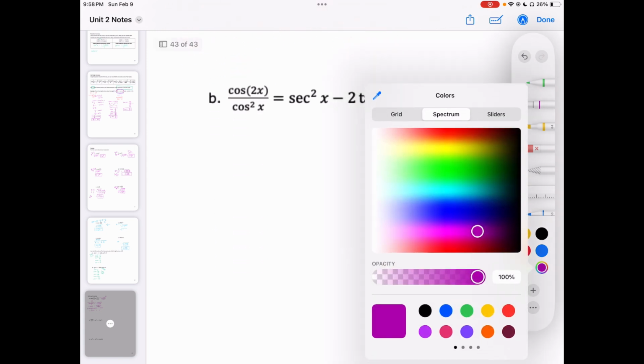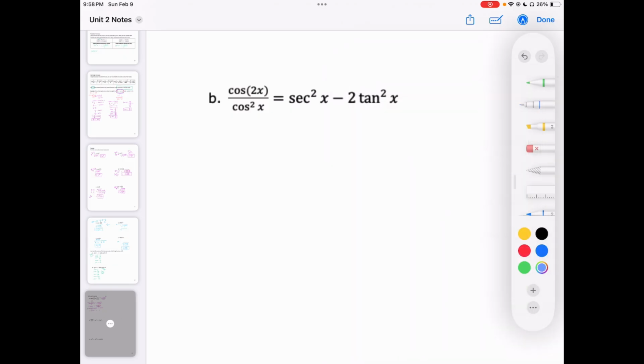Taking a look at this next one, I don't really know which side is more complicated, so I might just start on the left and see what happens. I see cosine of 2x. My instinct is to rewrite that as cosine squared x minus sine squared x, because now I can rewrite that as two separate fractions over cosine of x squared equaling this other side. So that would be 1 minus tangent squared of x equals secant squared x minus 2 tangent squared x.